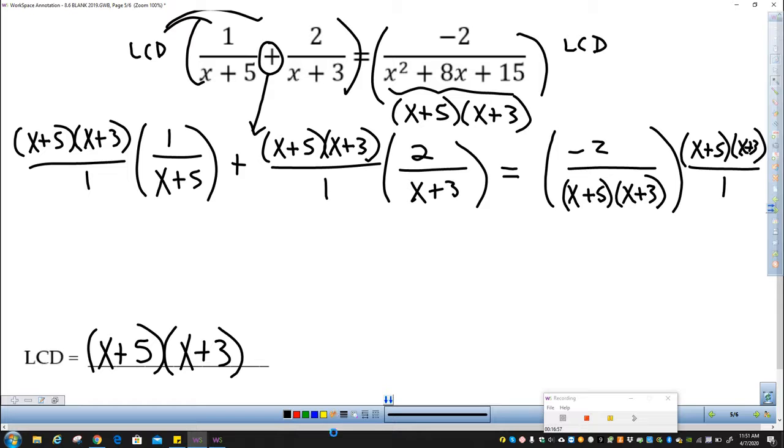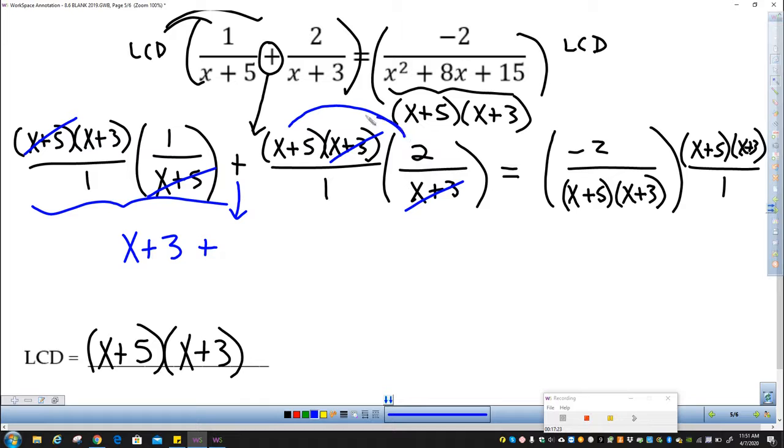Okay, so let's go back to the beginning. So for the very first part here, the x plus 5s are going to cancel. We are left with x plus 3 times 1. Anything times 1 remains the same. So that's x plus 3. Bring down this plus sign. For the next part here, we are going to cancel the x plus 3 now, leaving us with 2 times the quantity x plus 5. We do need to distribute the 2, so that's going to become 2x plus 10. Bring down the equal sign.